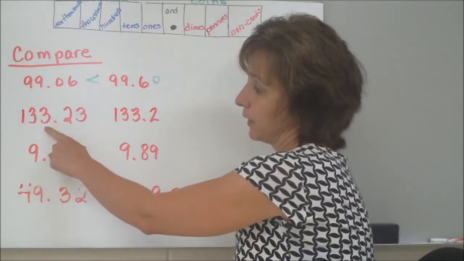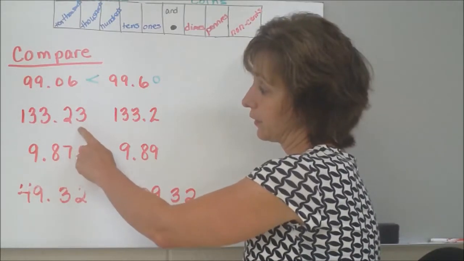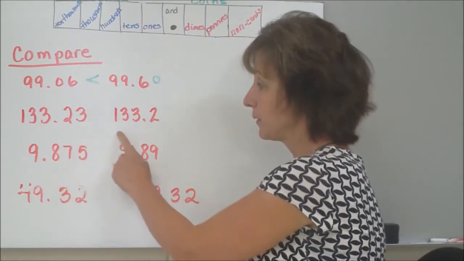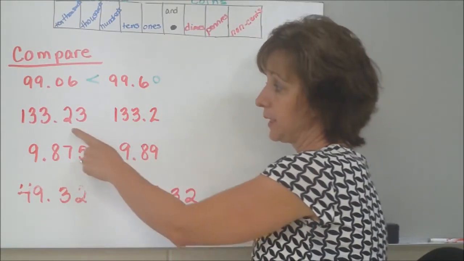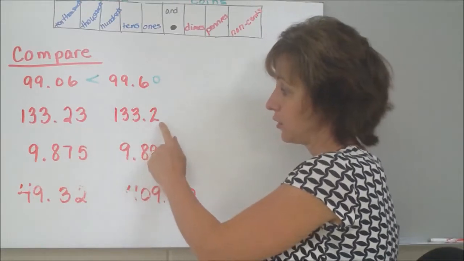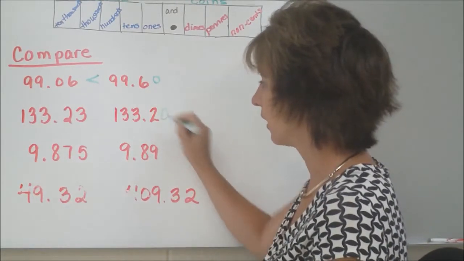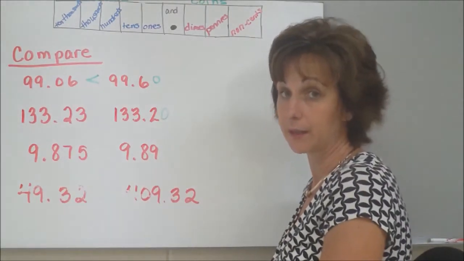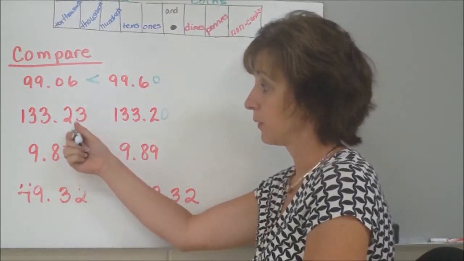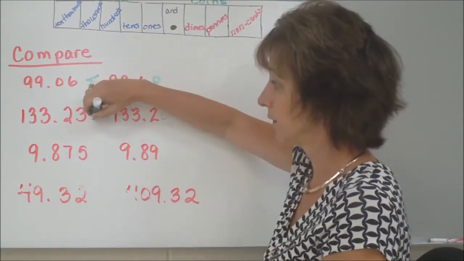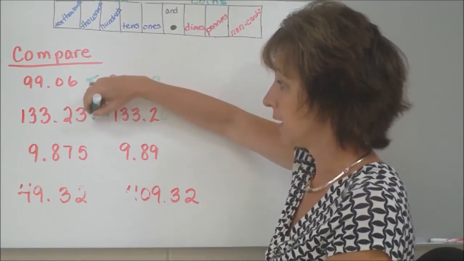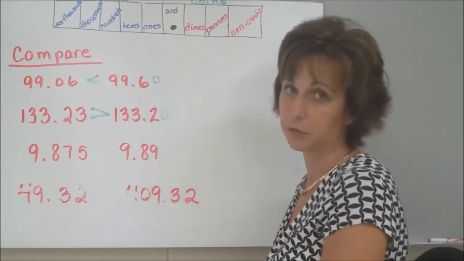Comparing here, $133.23 compared to $133.02. This says 23 cents, this says 2 dimes. If I put that extra 0 to make it what we think of as a money amount, I'm then comparing 23 cents to 20 cents. This is the smaller one, this is the larger one, and we connect the dots to correctly draw our sign.